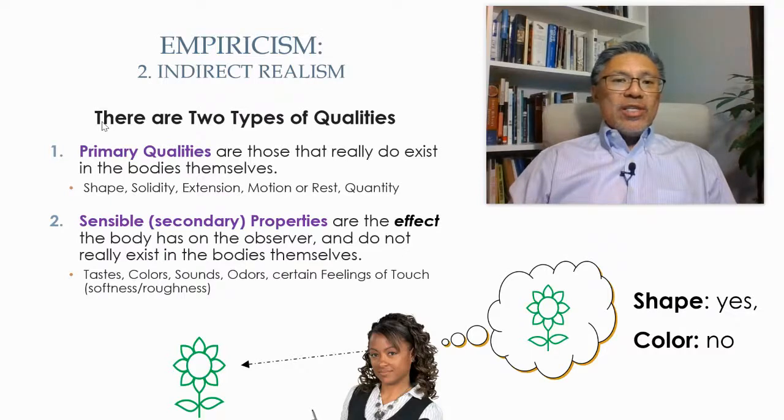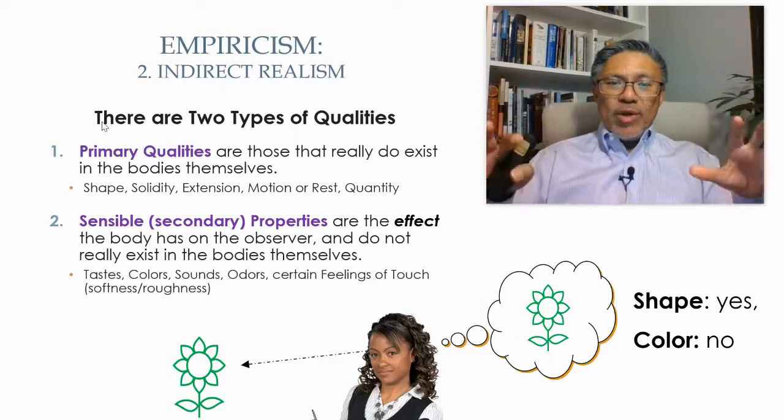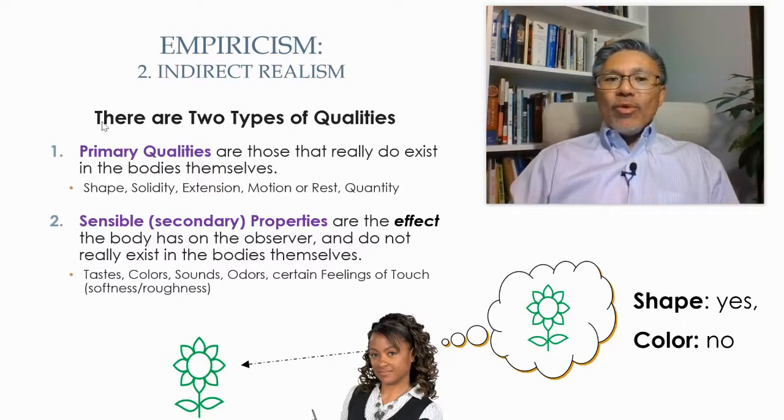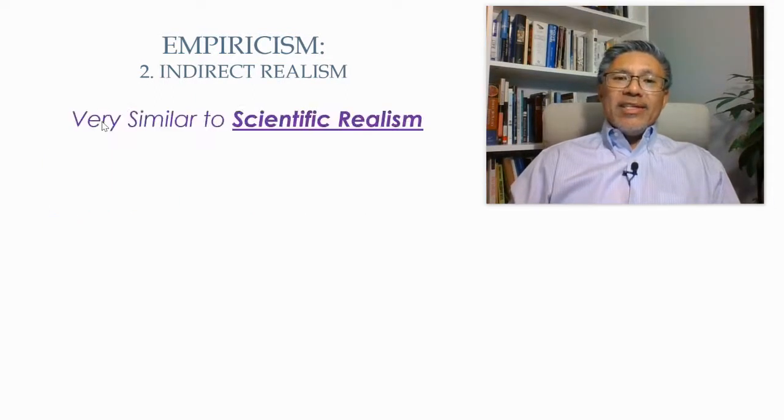So hopefully you see how Locke is trying to deal with the problem of perception. He's saying the problem is only there if we focus on sensible properties. But we can still justify knowing about reality. We can still justify our beliefs through experience as long as we remember that what we can justify are primary qualities of reality, right? Okay. This is similar to what's referred to as scientific realism.